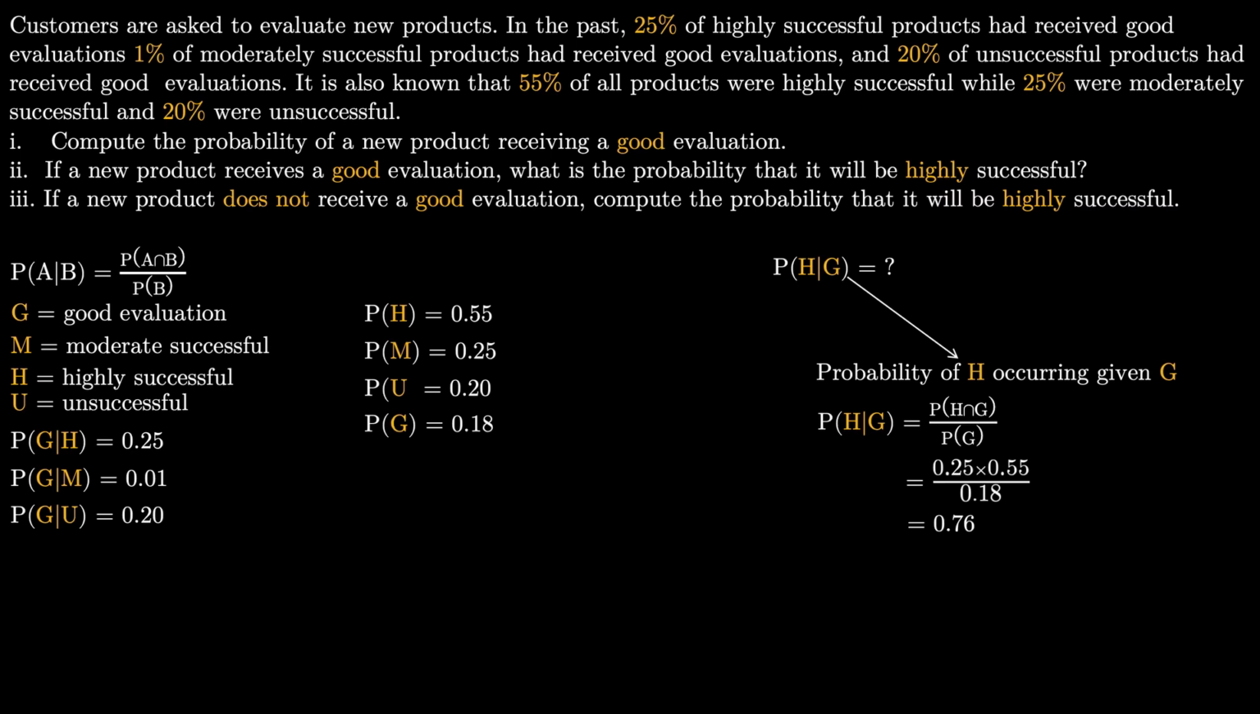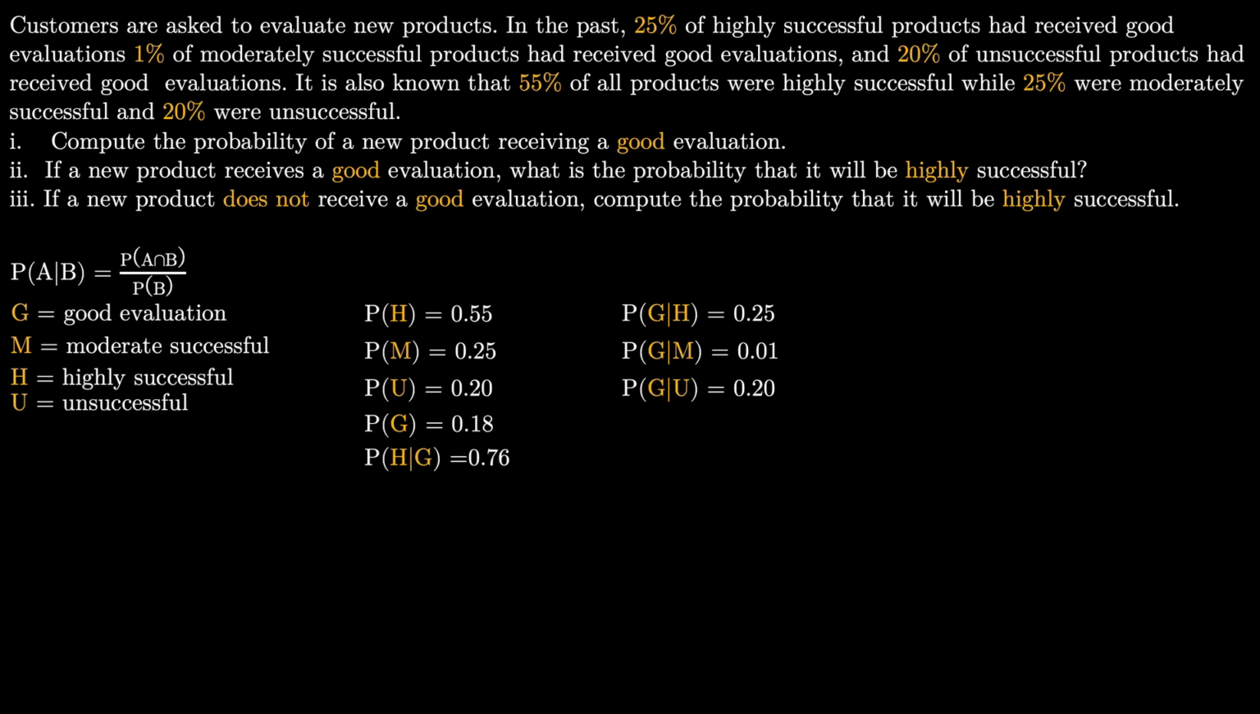Last part, if a new product does not receive a good evaluation, compute the probability that it will be highly successful. So in the question, we only have products receiving good evaluation, right? Not the opposite. So we're going to tackle this question. So in mathematics, there's something that we call the inverse, which acts like an opposite of something, right? Not quite an opposite, but something like that.